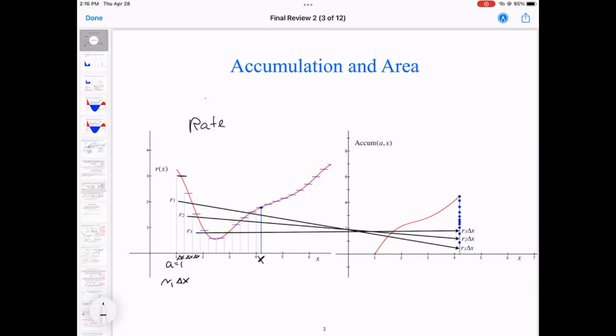But if you go back to the rate function, R1, the function value here, times delta x gives you the area of this rectangle. That's R1 times delta x. We have a fixed subdivision, and it's approximate. R1 is the height, and delta x is the length of the subdivision. Does that make sense?